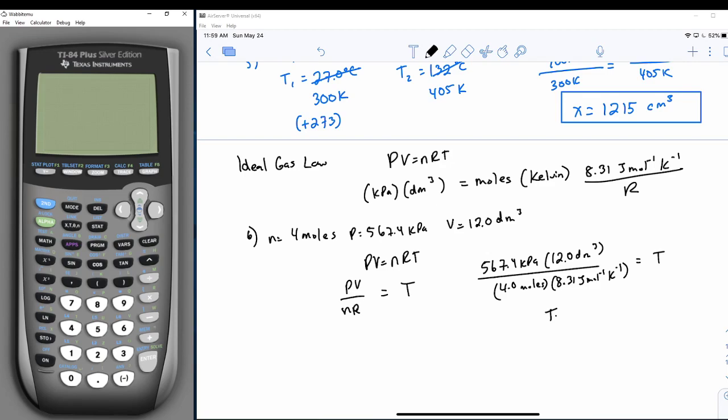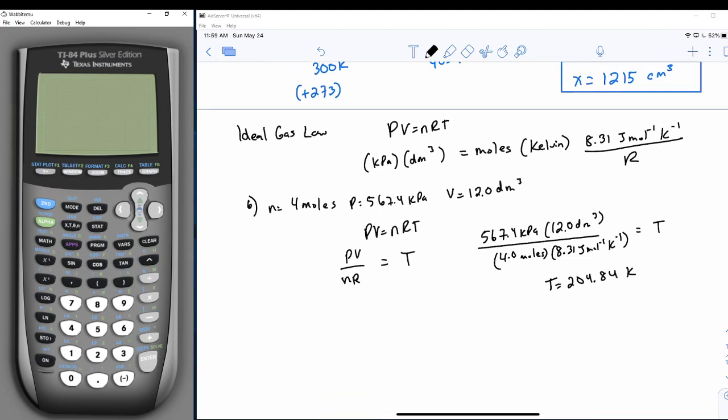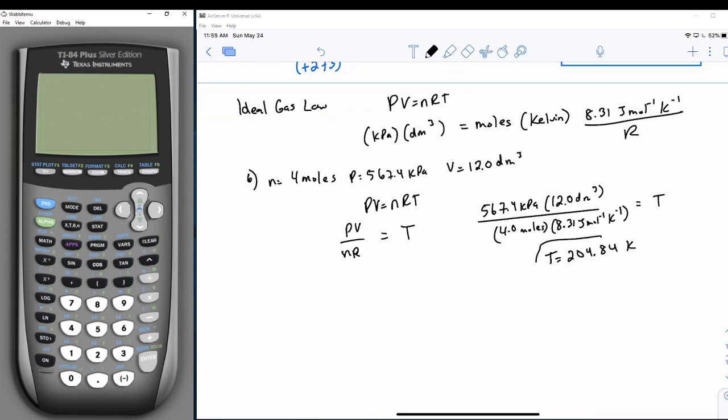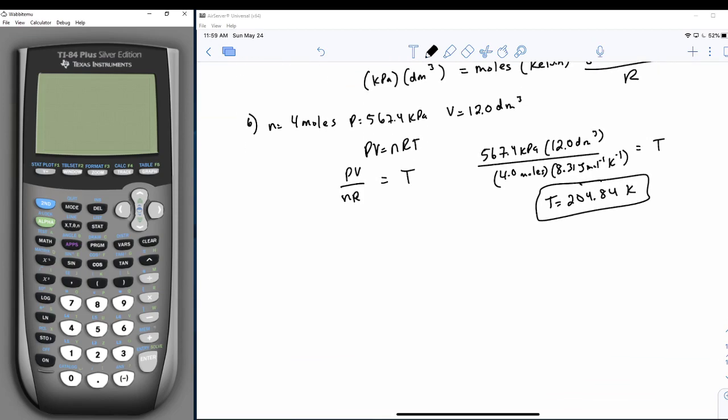And that means our temperature is 204.84 Kelvin. Again, they didn't say which temperature unit, so you can leave it as 204.84 Kelvin. If they asked it in Celsius, then you would subtract 273 from that. So you'd get about negative 68.16 degrees Celsius.